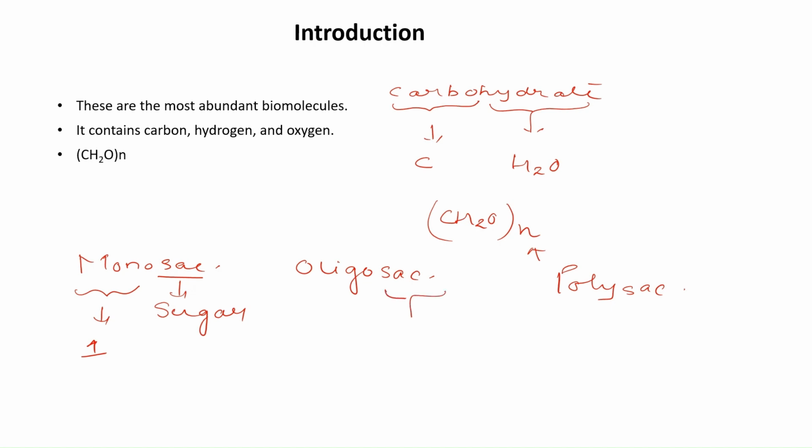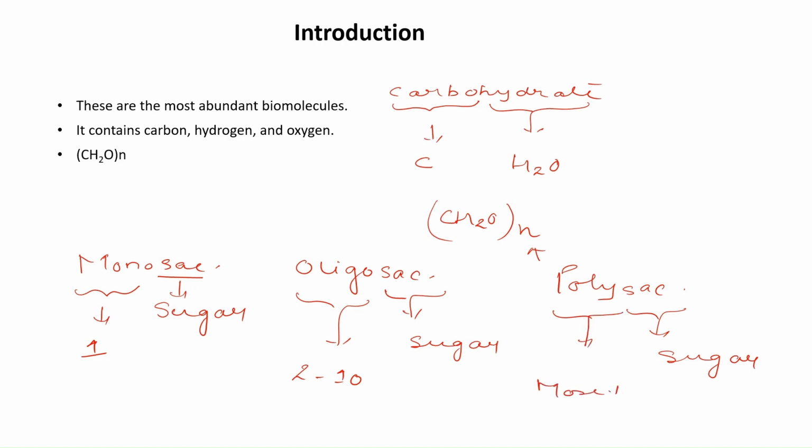Similarly, for oligosaccharide, saccharide means sugar. Oligo means 2 to 10 molecules. So oligosaccharides are the sugar compounds consisting of 2 to 10 molecules of sugar. Polysaccharide, again the saccharide means sugar. Poly means more than 10. When a sugar compound is made up of more than 10 molecules of sugar, then we categorize it as a polysaccharide. Clear?